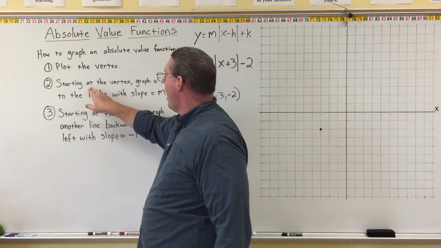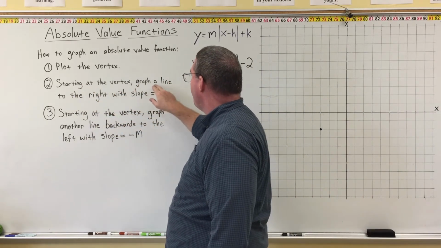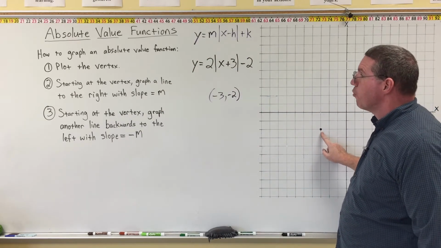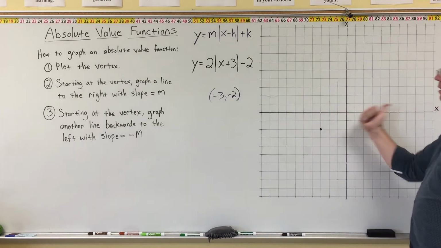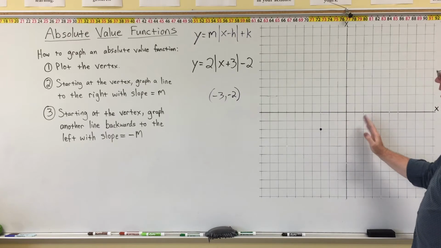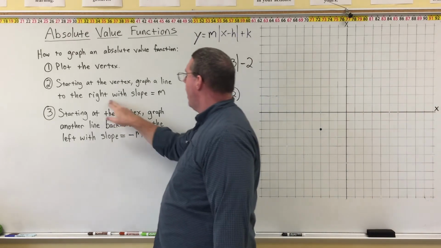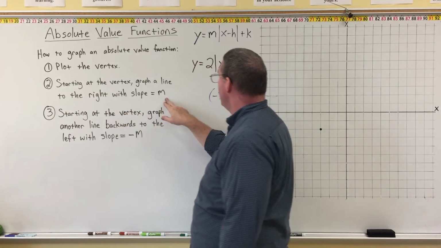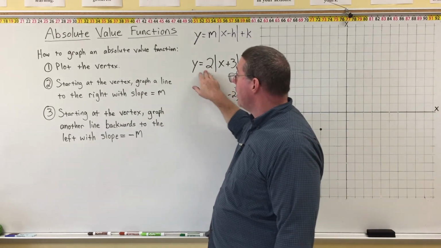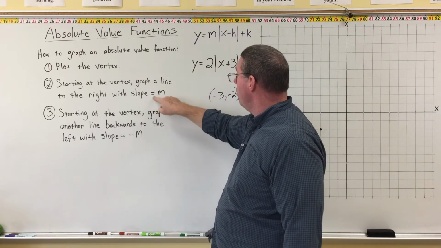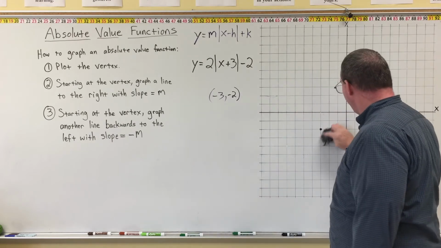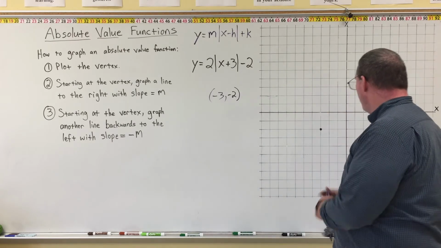It says starting at the vertex, graph a line. So I'm going to start here. I'm going to graph a line starting here, and it says graph a line to the right. That's this direction. So starting here, I'm going to graph a line going this way, and it says that line has to have a slope of m. Well, what is m here? m is 2. Therefore, the line I'm about to graph has to have a slope equal to 2. So from here, I am going to graph a line that has a slope equal to 2.